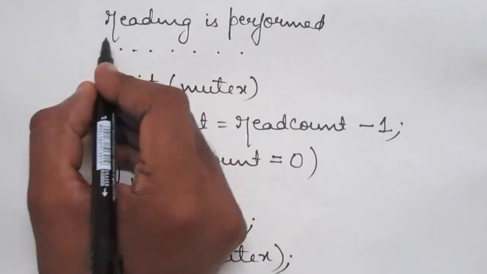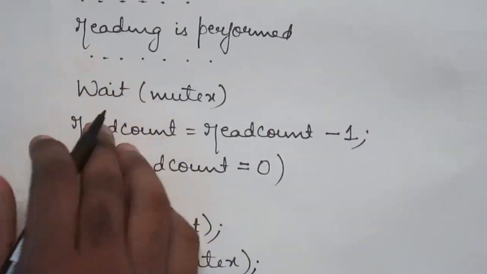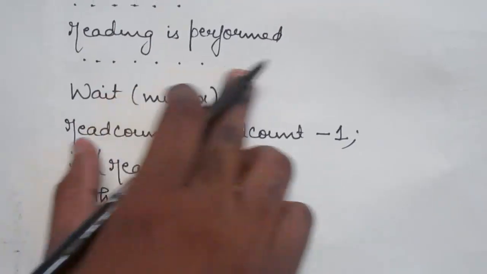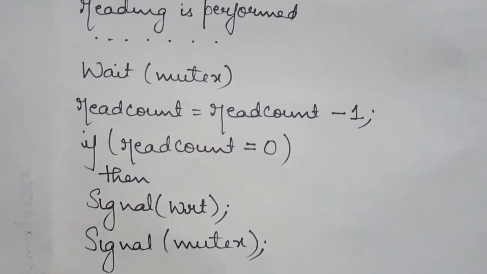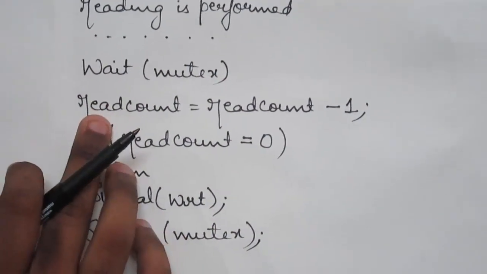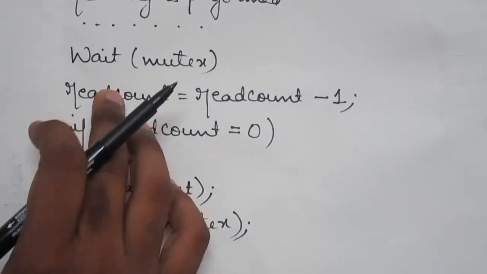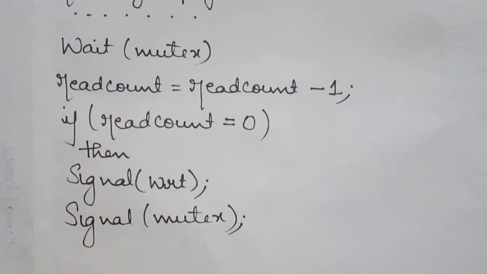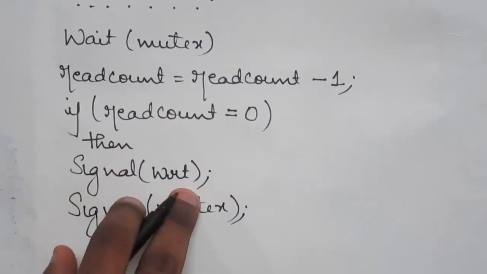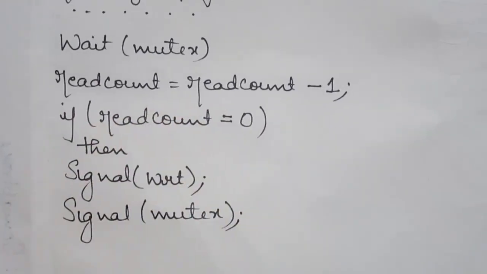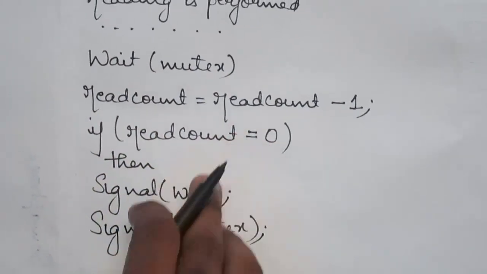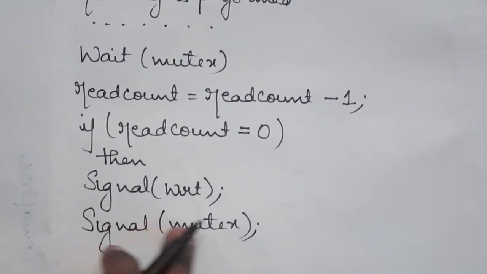Now suppose reader 1 finished reading the file, so it will perform the wait mutex operation. We all know that mutex is a semaphore variable and its value is 1, so it will perform successfully. After that, each and every reader process while coming out will decrement the read count value by 1. At the end, if the read count value is 0, then only the signal write operation will be performed. And the read count value will become 0 by the last reader process which is going to come out. Then only the read count value will be 0. After that it will perform the signal mutex operation.